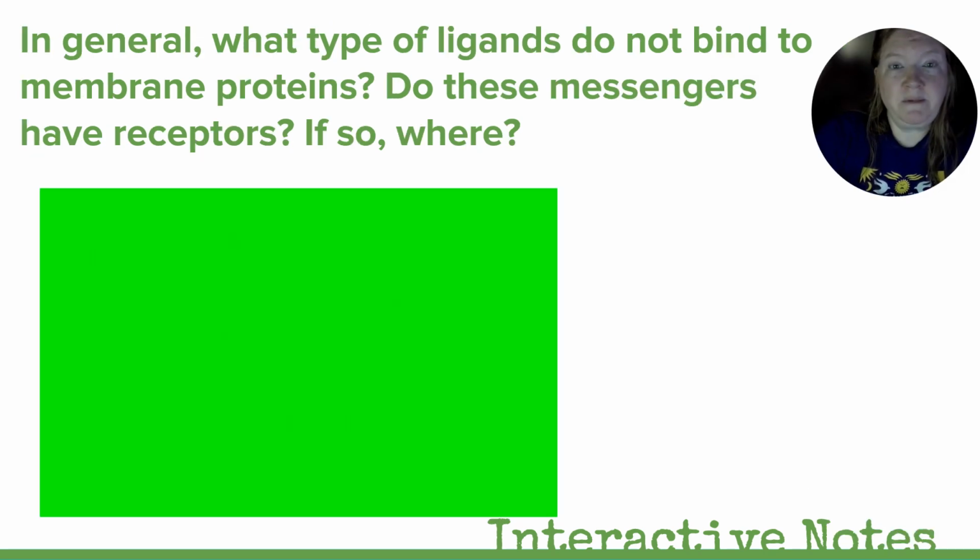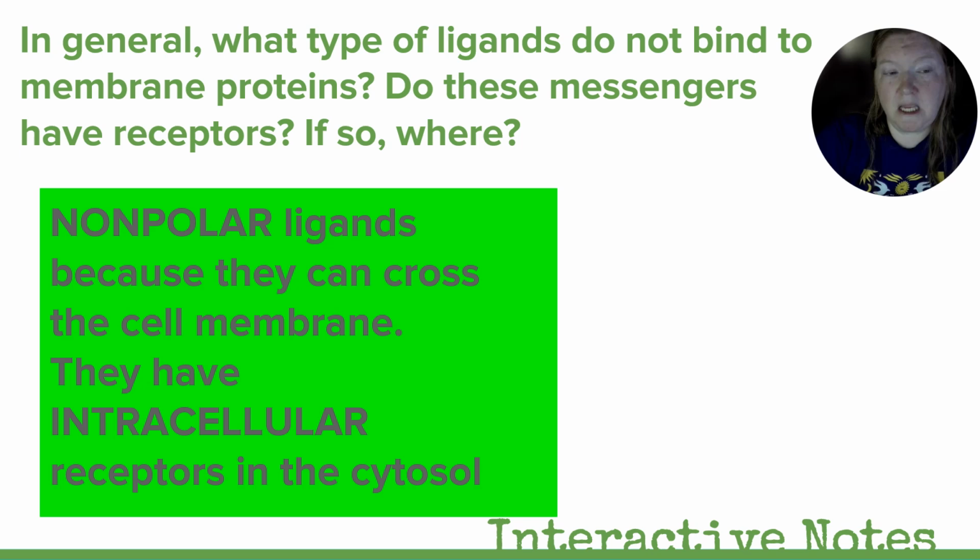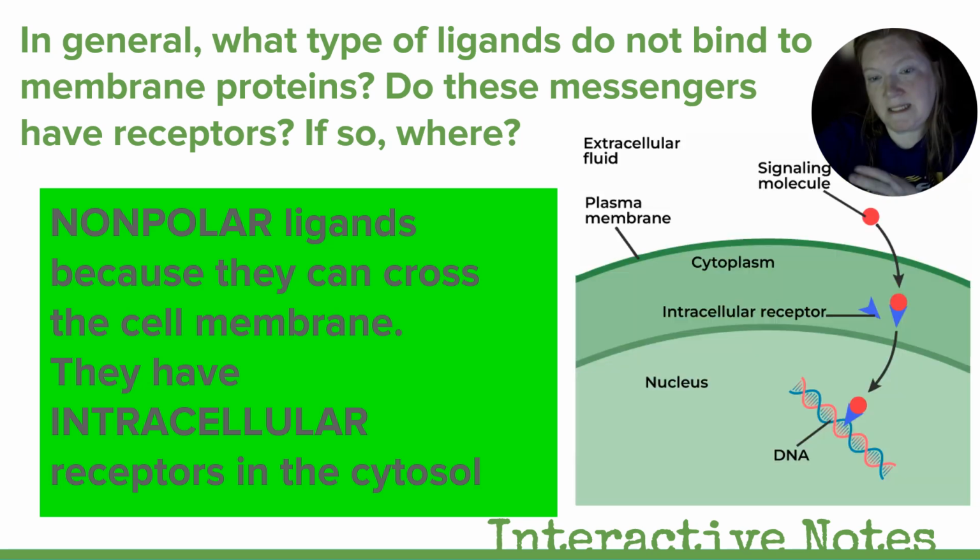In general, what type of ligands do not bind to membrane proteins? Do these messengers have receptors? If so, where? Well, that would be nonpolar ligands, things that are hydrophobic. Why? Because they can cross the membrane, and they would have intracellular receptors in the cytosol. So that's the image that we just looked at. Instead of binding to a receptor on the cell membrane, they're going to bind to an intracellular receptor.